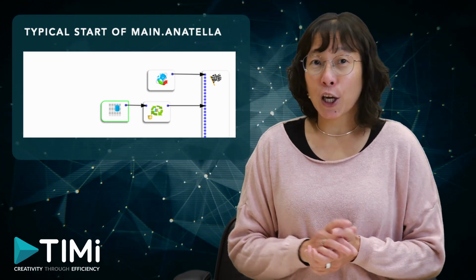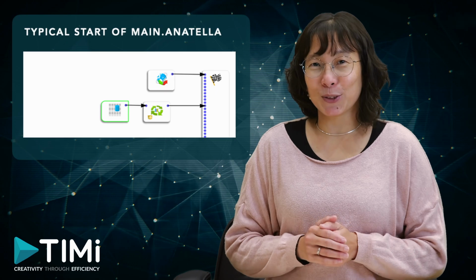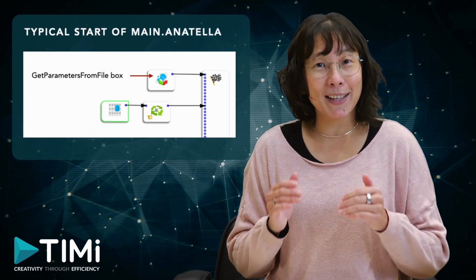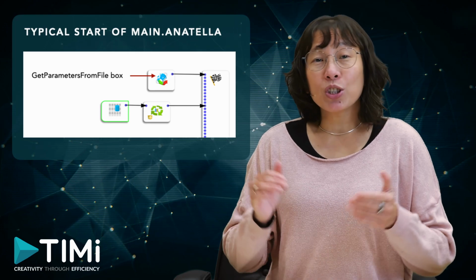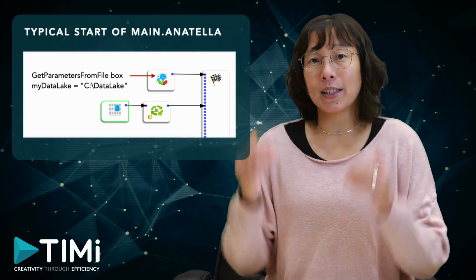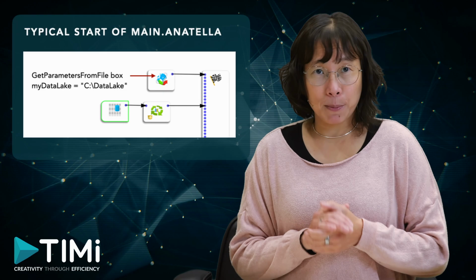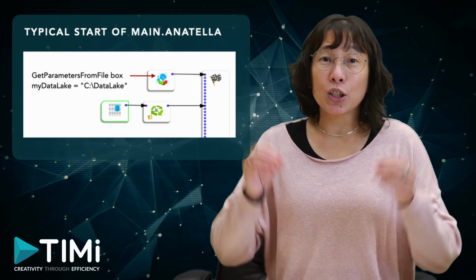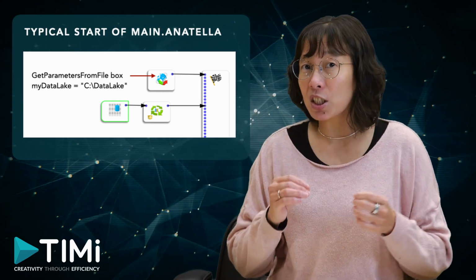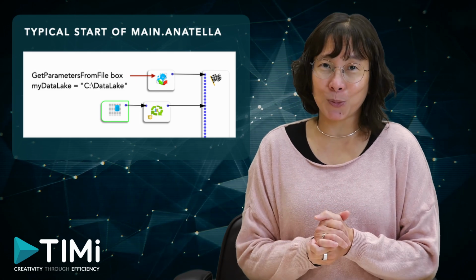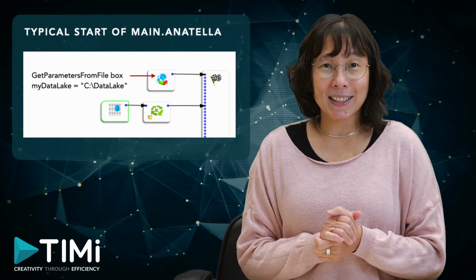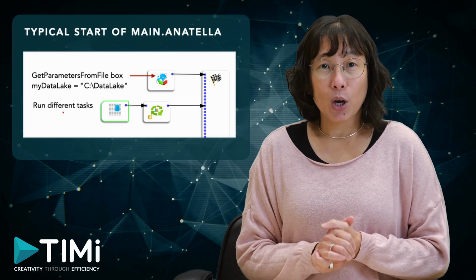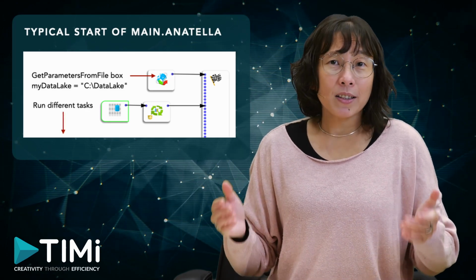The first step of this main.anatella file is to use the get parameters from file box to define a global parameter named myDataLake, which contains the path to the data lake. The second step in the main.anatella file is to sequentially execute each task that makes up this large project. One of these tasks is the survey control.anatella graph that we just created, which processes all the survey data.